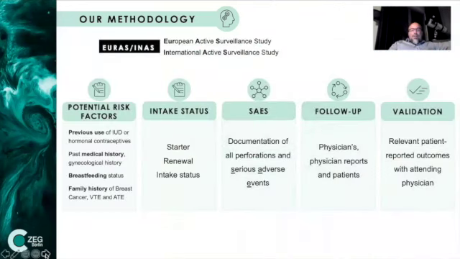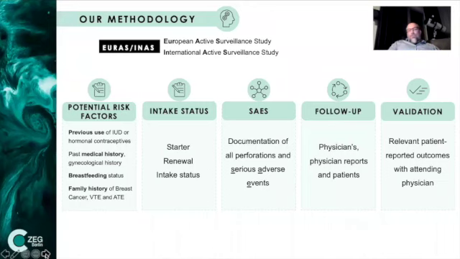And as with all our EURAS and INAS type studies, our main aim really is to collect as much information at baseline about potential risk factors of the patients. So things you wouldn't usually find in claims data or other secondary data sources. So here we really looked not only into previous use of IUDs and other hormonal contraceptives and past medical history, but we also were interested in the breastfeeding status of women when they had their last baby, so last conception, or no, the last delivery basically.